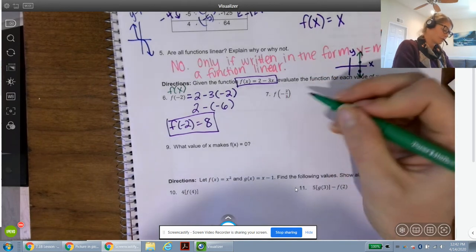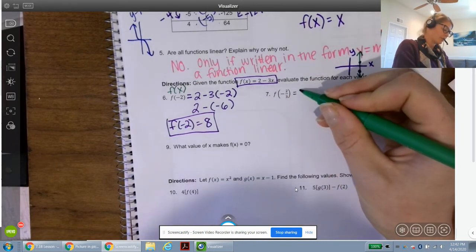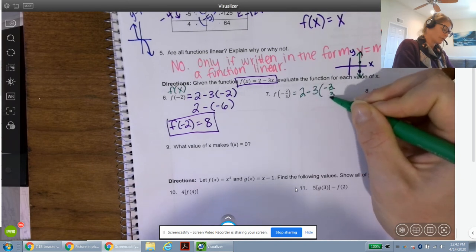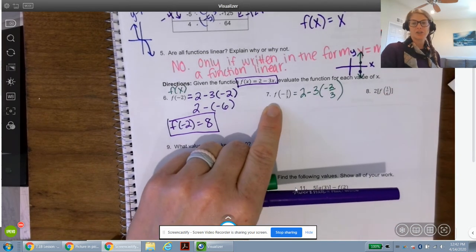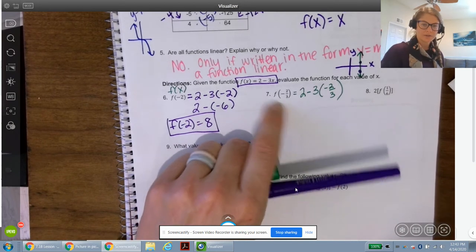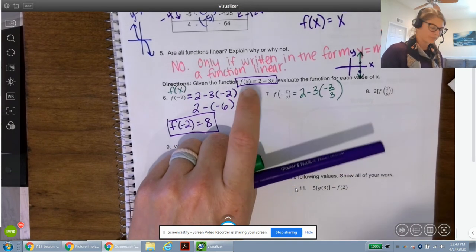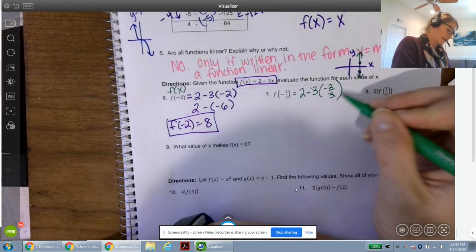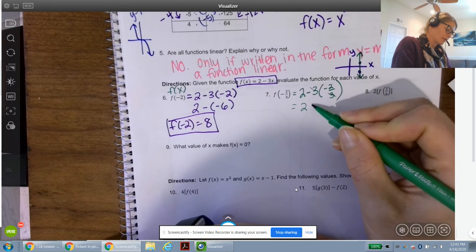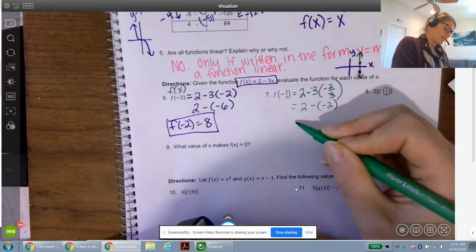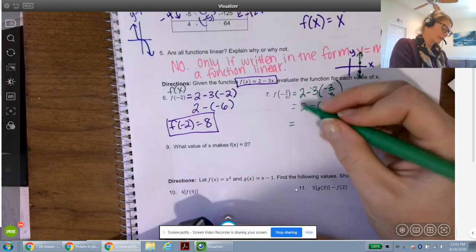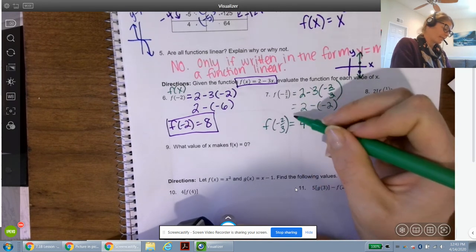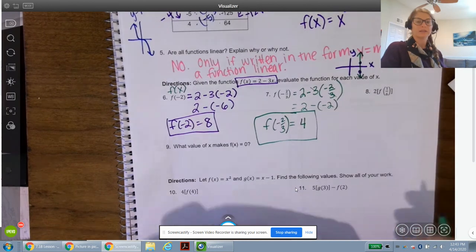f of -2/3. Well, that means f of -2/3 is 2 minus 3 times -2/3. This is evaluate the function f when x is -2/3. Well, here's the function of x. Substitute in -2/3 for x. 3's cancel out, so we have 2 minus -2. 2 minus -2 is 4. f of -2/3, the function f evaluated when x is -2/3, is 4.